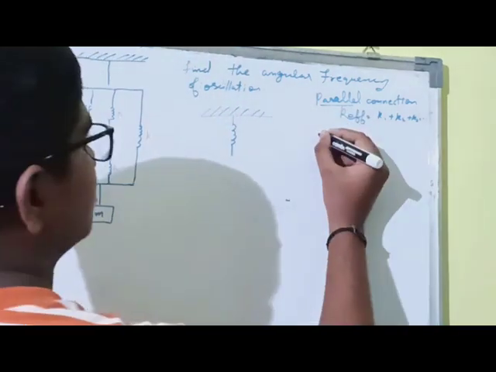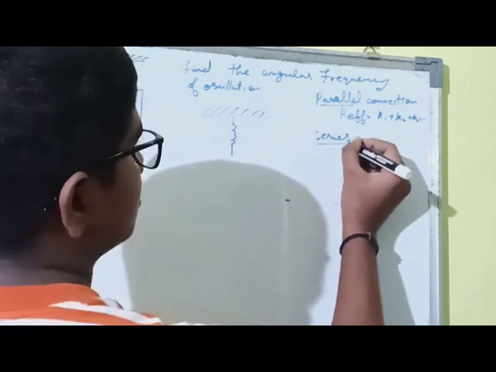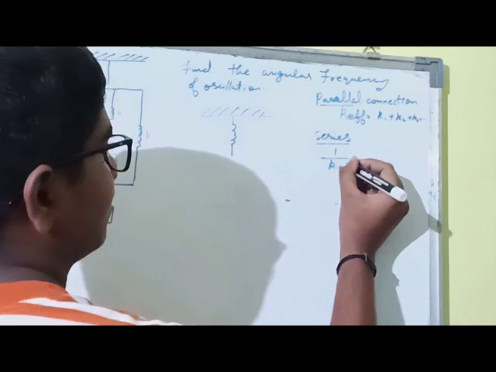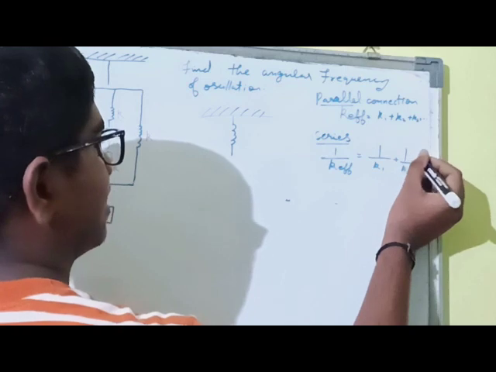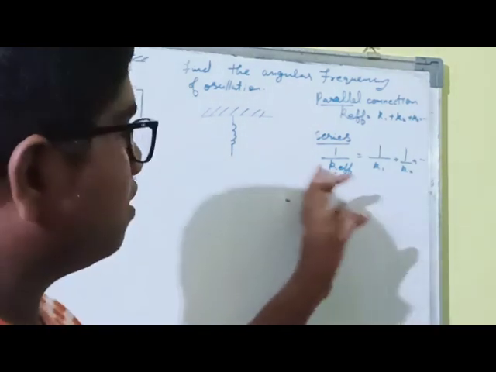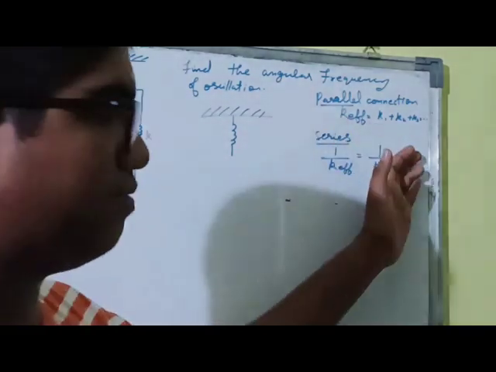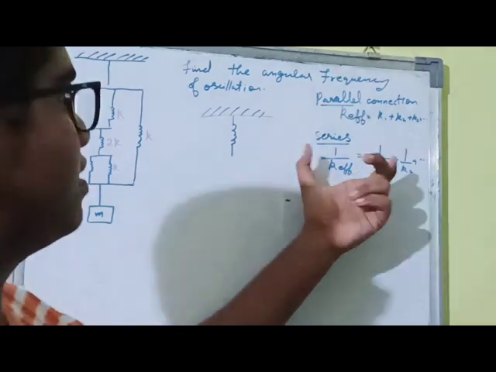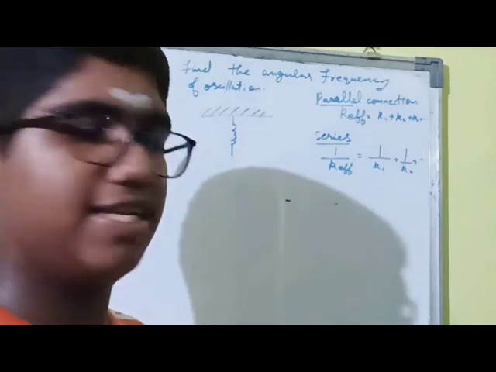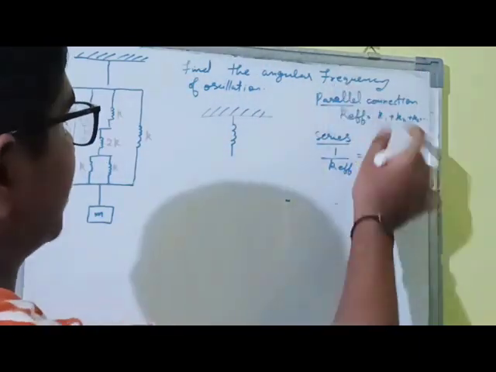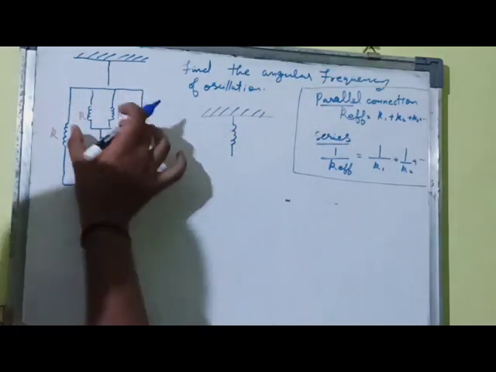Now it is quite assumable that in series 1 by K effective will be equal to 1 by K1 plus 1 by K2 plus etc. Now how did this come? It's a bit long and lengthy to derive this, so I will not be deriving it in this video, but you just notice that when springs are connected in series, they behave like resistors in parallel or capacitors in series. Okay, now having understood these two very important formulae, we can apply this in this problem.